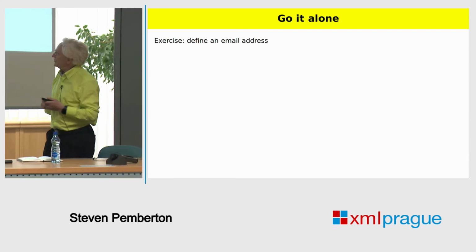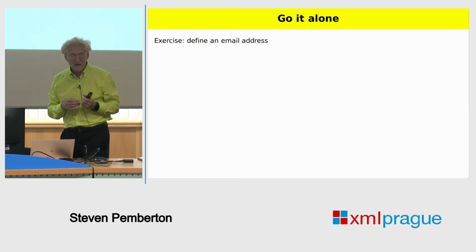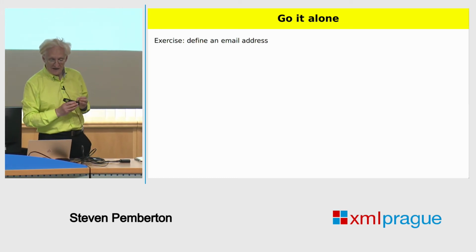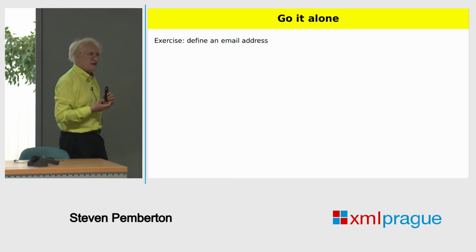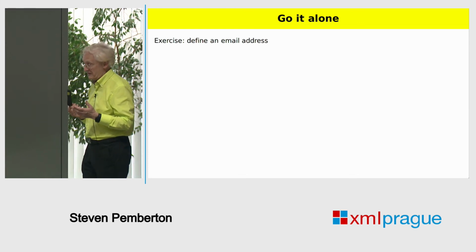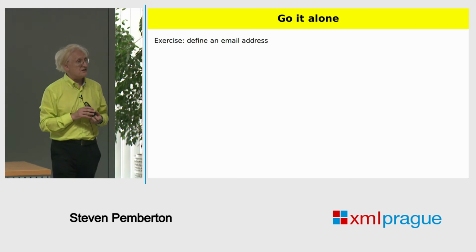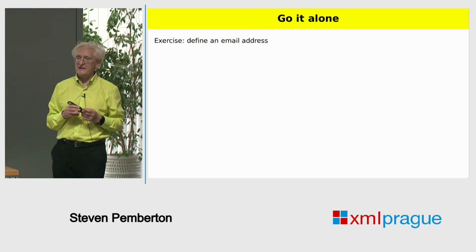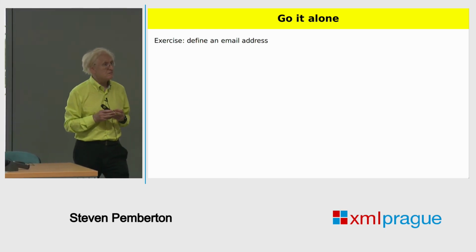Now the idea was for you to actually do something off your own bat and use Ixml to define an email address. I'll let you decide what you accept as an email address and how you want to structure it. But to write a fairly simple Ixml that reads a line that contains an email address and returns the XML of that. Any questions?